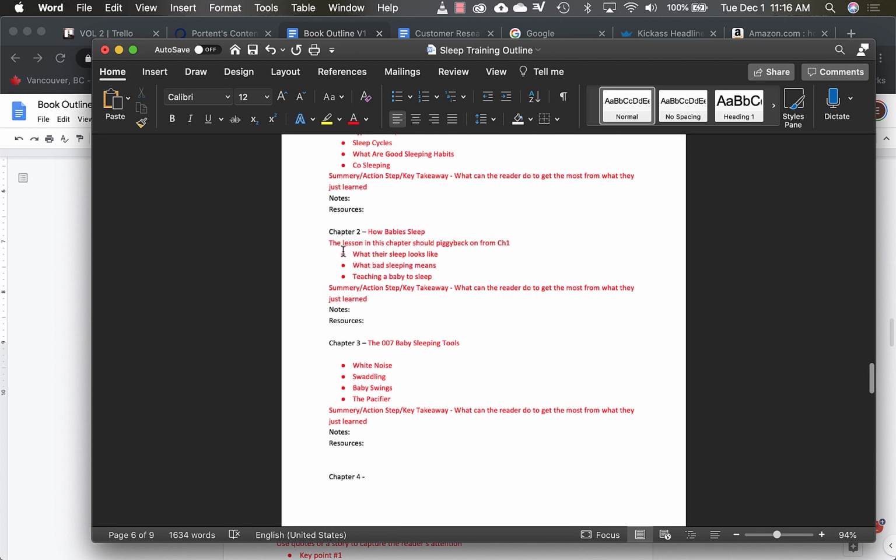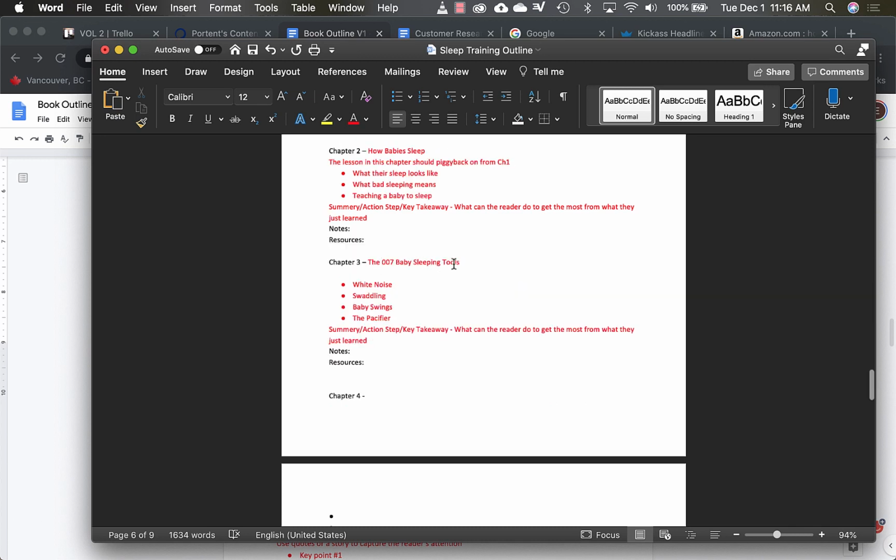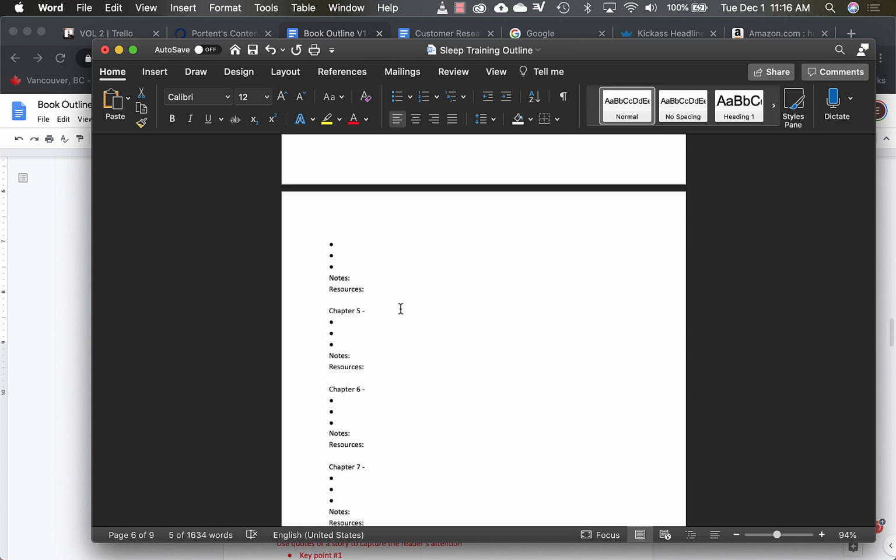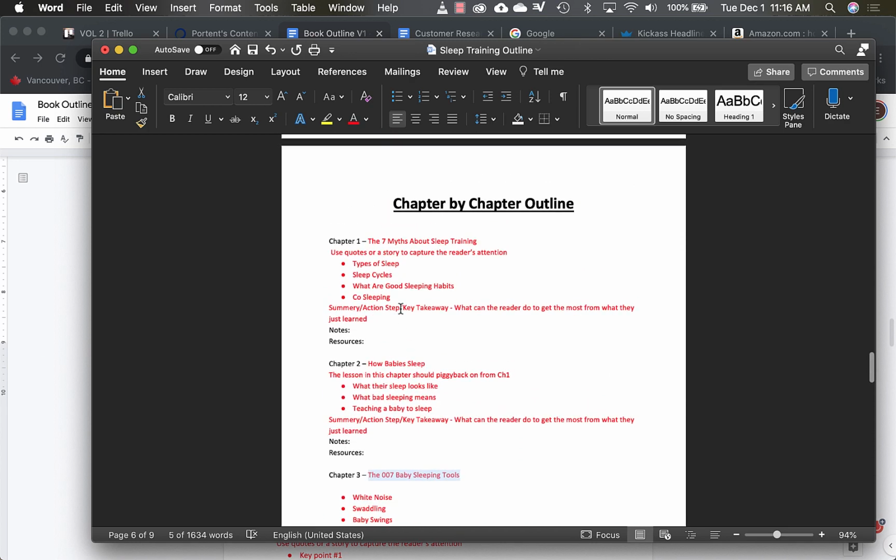Chapter 2, how babies sleep. This lesson should piggyback on chapter 1. What their sleep looks like, what bad sleeping means, teaching the baby to sleep. The 007 sleeping tools, right? Before I just had sleeping tools, but hey, the 007, right? The James Bond sleeping tools. Something exciting, because remember, these chapter titles are also used to sell the book. You just keep going. So where do we do the research?